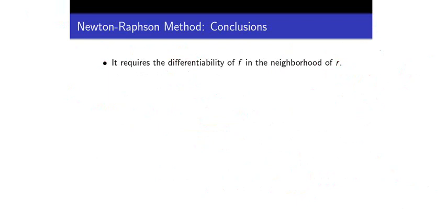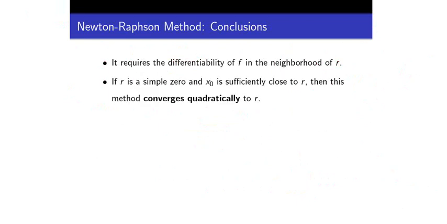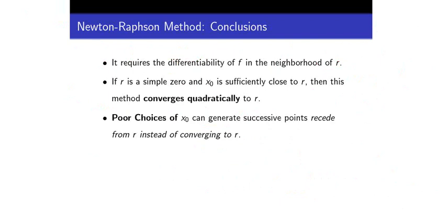From this method we can draw the conclusions that it requires the differentiability of f in the neighborhood of r. Second, if r is a simple 0 and x naught is sufficiently close to r, then this method converges quadratically to r. That's the last result of our Newton-Raphson method. The next is poor choice of x naught can generate successive points that recede from r instead of converging to r. That we have seen from the example.